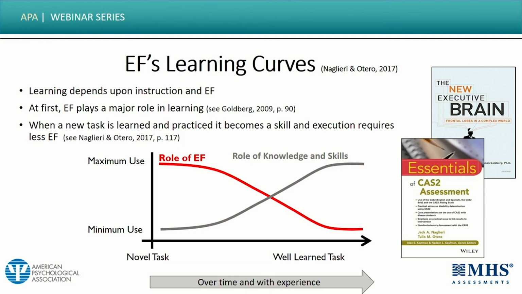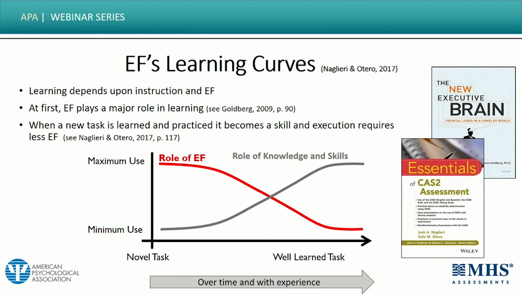And if you notice, the role of executive function is maximized whenever the task is novel. Once the task becomes really well learned, it becomes a skill. You do it without really thinking about it. And because you're doing it without thinking about it, then that by definition means EF doesn't play a role. EF is going to be involved when you are thinking about it.